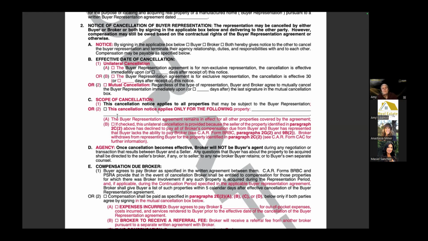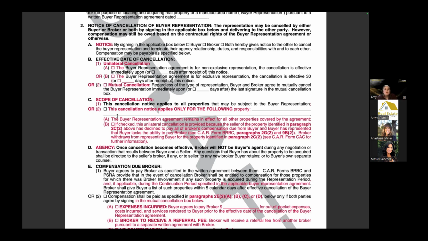So this is, hey, 1A is the buyer representation agreement is for non-exclusive representation. The cancellation is effective immediately. Okay, so that one is, hey, we're agreeing, but it was non-exclusive and it's effective immediately. 1B is the buyer representation agreement was for exclusive representation. So the cancellation is effective 30 days after receipt of this notice. It could be less depending on what you put on the BRBC. That's one of those things that you can fill in. It can be 30 days or less, but the default's 30 days. Okay, so that's unilateral. That's one person canceling the agreement.